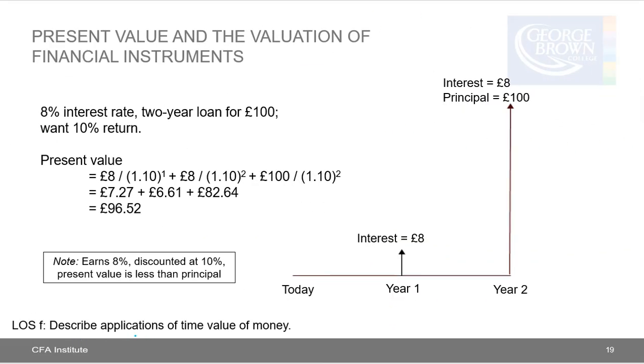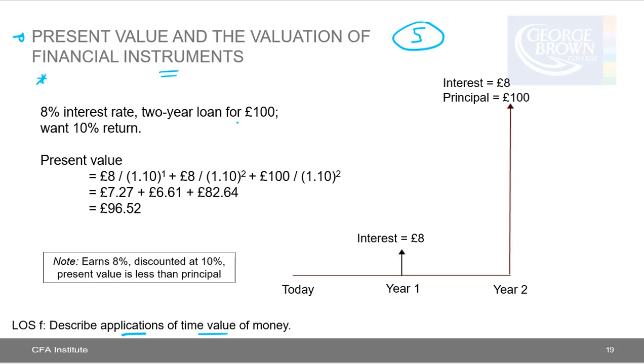Learning outcome statement F is describe applications of time value of money. So this is example 5 from the text in the green box, and it's looking at present value and the valuation of financial instruments. A key thing to understand is that the valuation of many financial instruments, whether it's a stock or a bond, or in this case a loan, we're looking at the present value of the future cash flows. And the present value gives us some indication of the valuation.